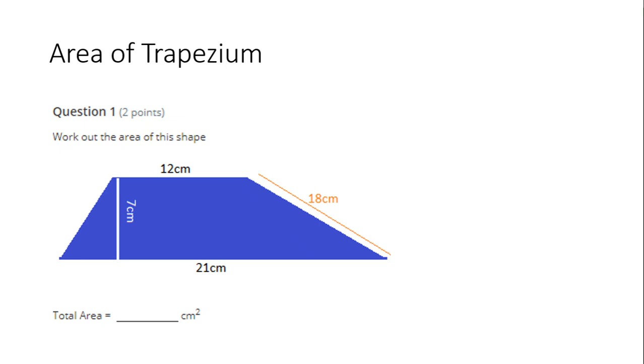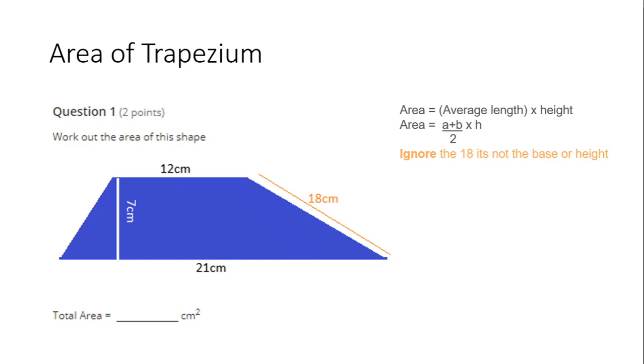Question 1, so the area of this trapezium, first of all, we know the formula for the area of a trapezium. It's the average of the parallel side lengths, 12 and 21, multiplied by the height, that's the perpendicular distance between them. So (A plus B) over 2 times H. Do not include the 18 centimeters in this. 18 centimeters is not one of the parallel sides, nor is it the height. It's not perpendicular to the two parallel sides.